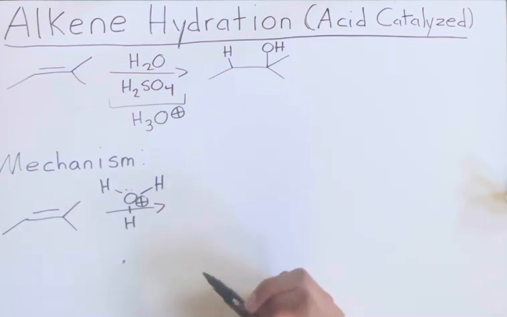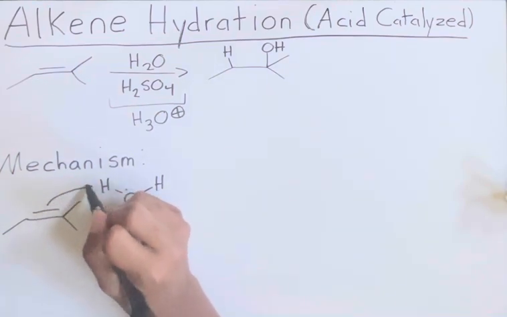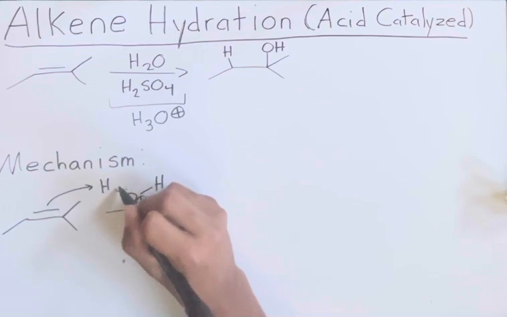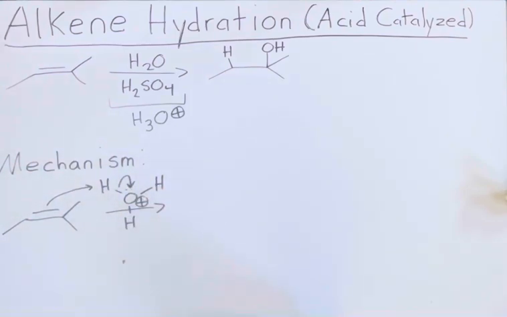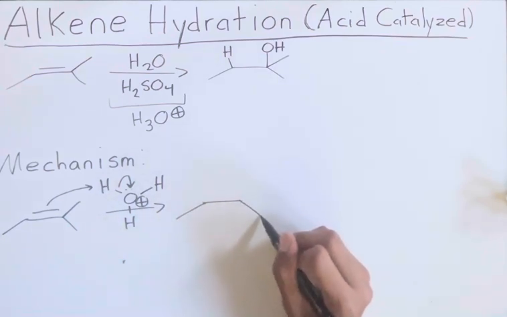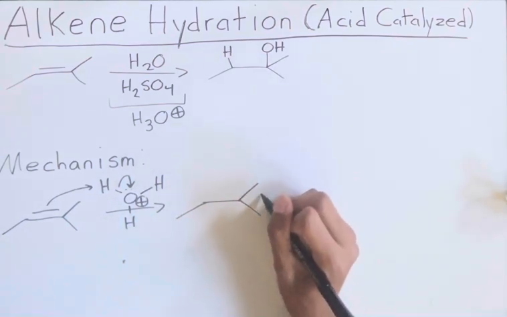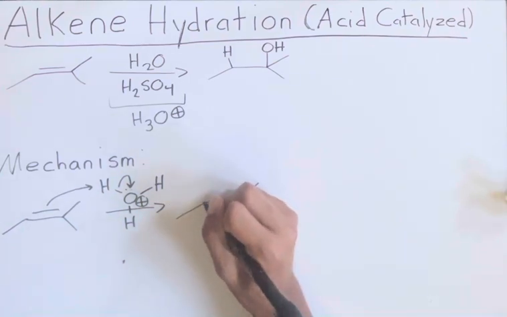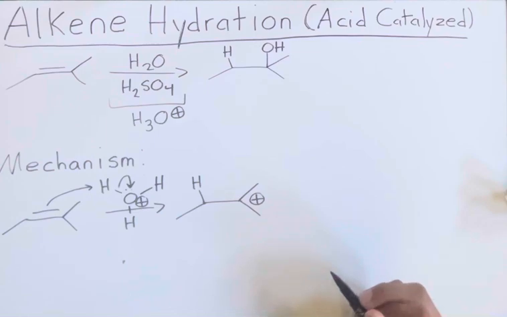So first what's going to happen is that this alkene is going to take this hydrogen, and we're going to move this bond onto our oxygen as a lone pair. So we're moving the electrons. So now what we'll get is a carbocation on our more substituted side. So our hydrogen will be added to our less substituted side, because remember, this is Markovnikov's rule.